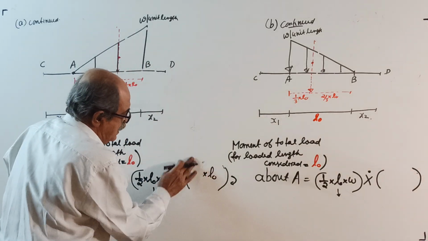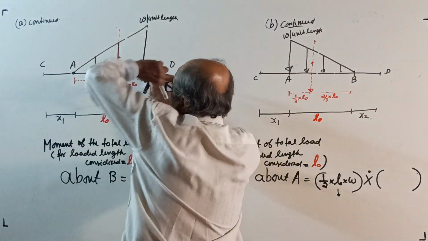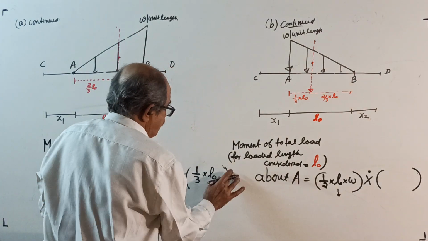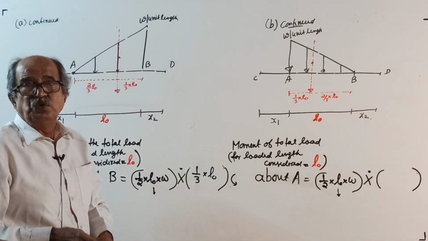You should not do it this way. 1 by 3 of L naught, anti-clockwise. I am writing, I am adjusting it here. I am teaching, you are learning. You should write every time.